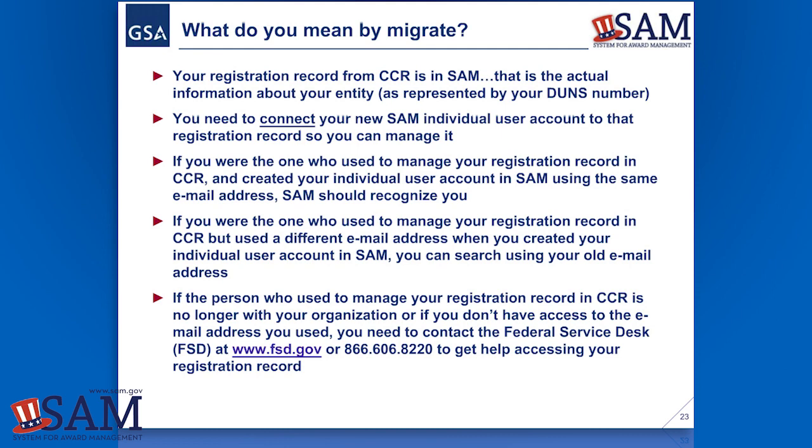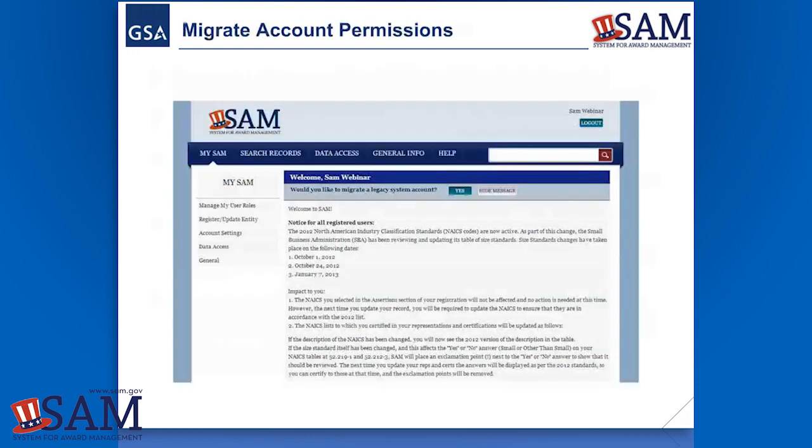If, however, the person who used to manage your record is either no longer with your company or has moved on, and you don't have access to the email address, and you've got no way of knowing how to get to that old registration record, you need to contact the Federal Service Desk. The website is there and the phone number 866-606-8220 to get help accessing the record. There are some questions they will ask to verify that you are authorized to access that record, and then you'll be connected to it. So let's take a look at what this would actually look like.